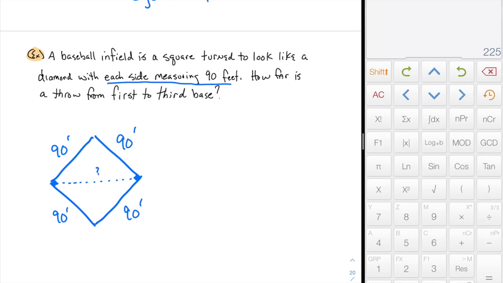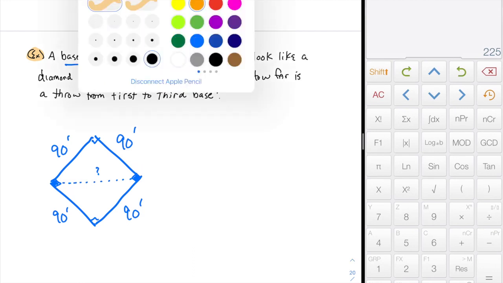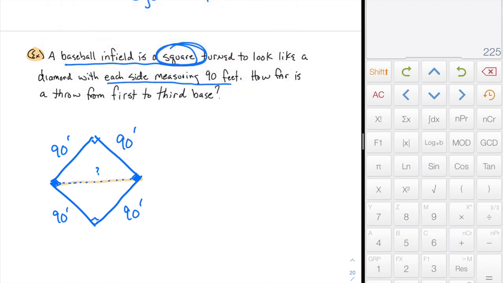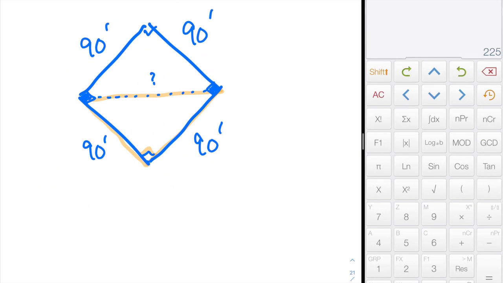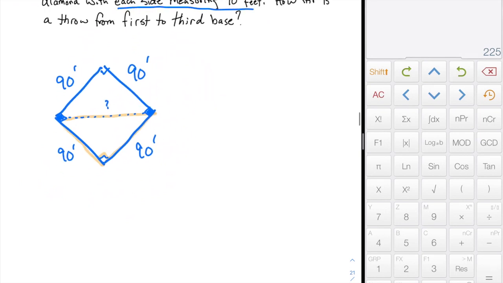I also recognize that in the beginning of the question, it says a baseball infield is a square. If it's a square, then that angle down there at the bottom or at the top or on either of these sides is a 90-degree corner. And all of a sudden, look what I have. I have, in a slightly different color, a right triangle. I have a right triangle with two legs given at 90 and 90. And the hypotenuse is the missing side.